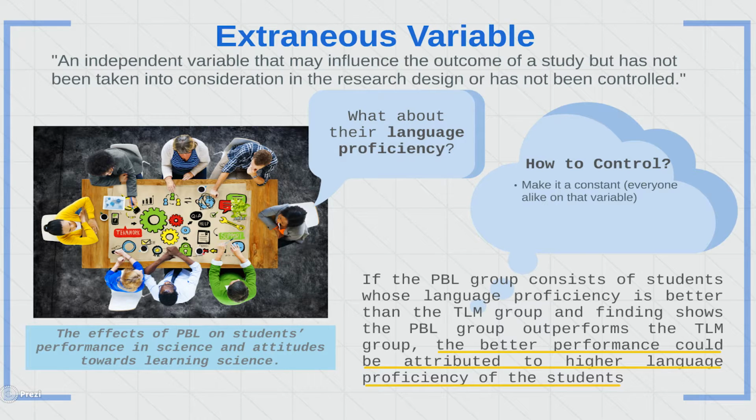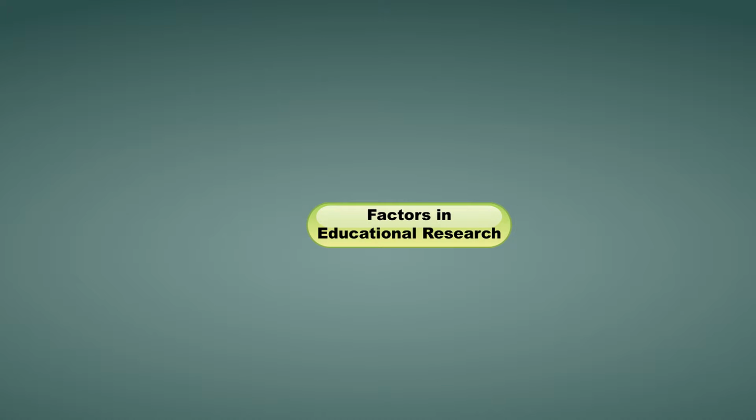For example, the researcher can restrict the study to one proficiency group of students, such as average proficiency level. In so doing, he can eliminate language proficiency as an extraneous variable. The variables or factors in educational research are continuous variable or ordinal variable and categorical variable or nominal variable.